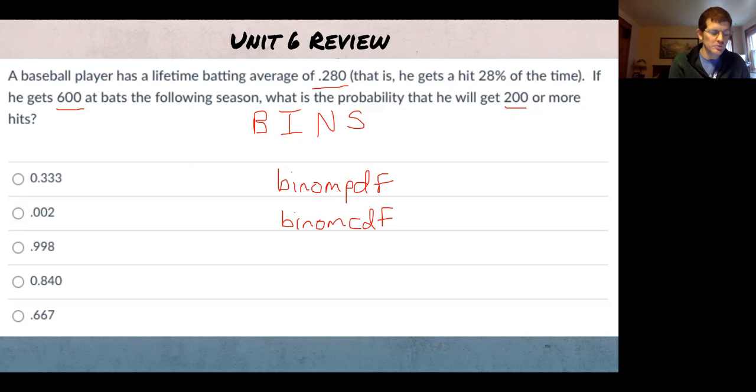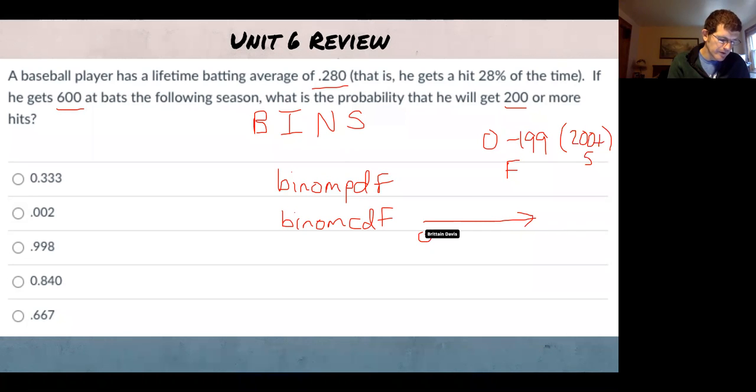And we're looking for 200 or more hits, which means 0 to 199 hits represents failure, and 200 plus is success. So with your binomial CDF, this always measures from the left to the right. So we're always going to start at 0 up to whatever your X is of interest. So we can't measure from 200 to beyond. We have to measure from 0 up to.